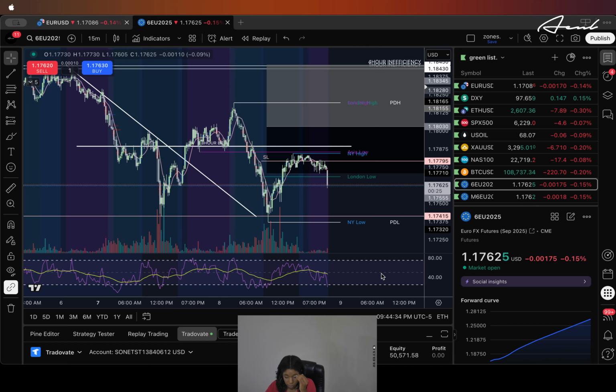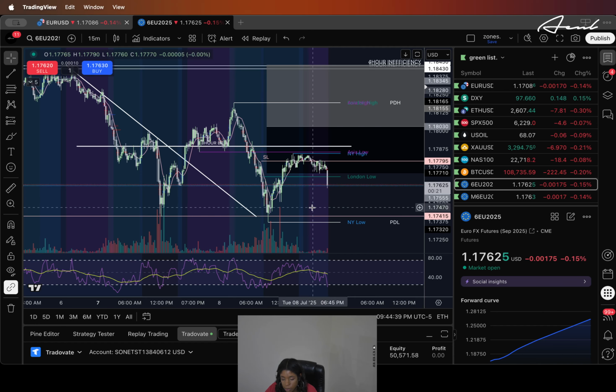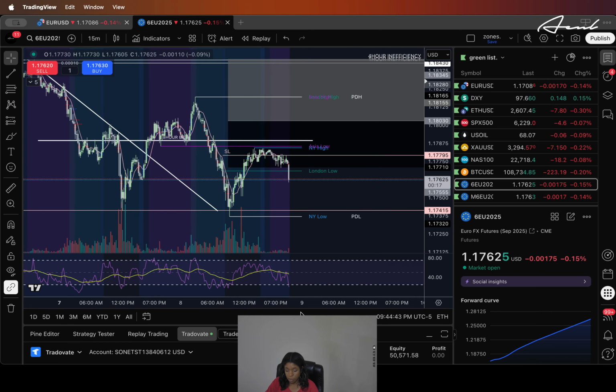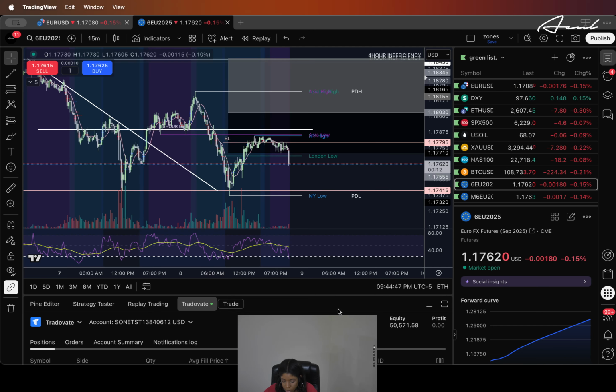I did want to go over the trade that I took last night and kind of explain my thought process on that. So as you can see, the account balance is now down $500.